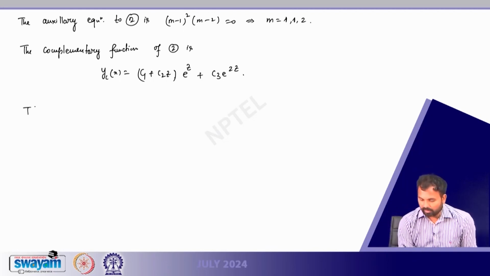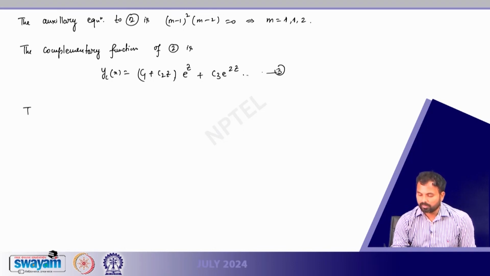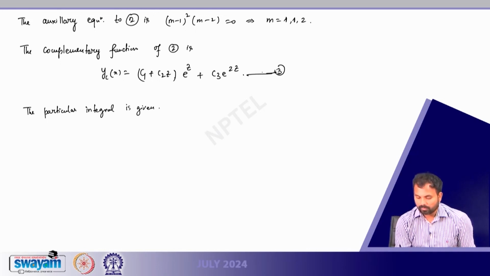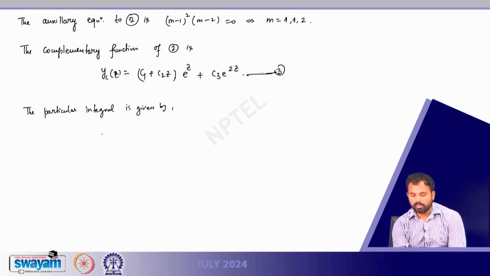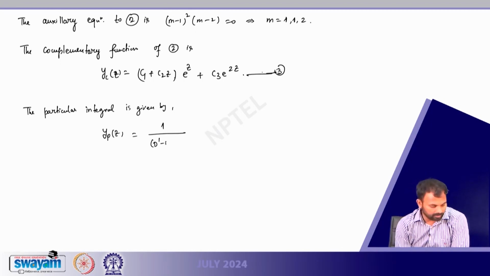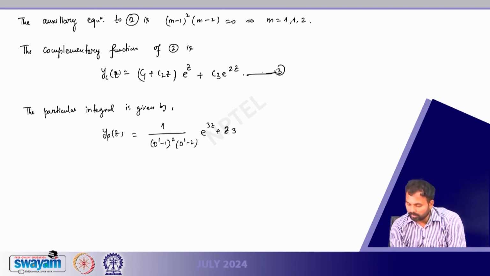Let us call it equation number 3. Now the particular integral is given by, this is not x, this is z, sorry, y p equals 1 by f of D, that means 1 by D dash minus 1 whole square into D dash minus 2, acting on e to the power 3z plus 3 e to the power z.